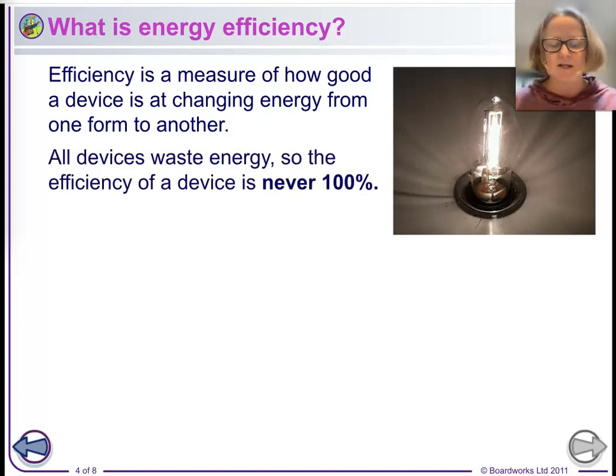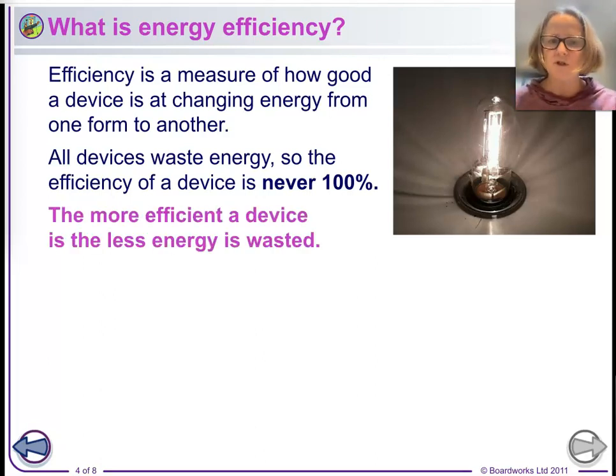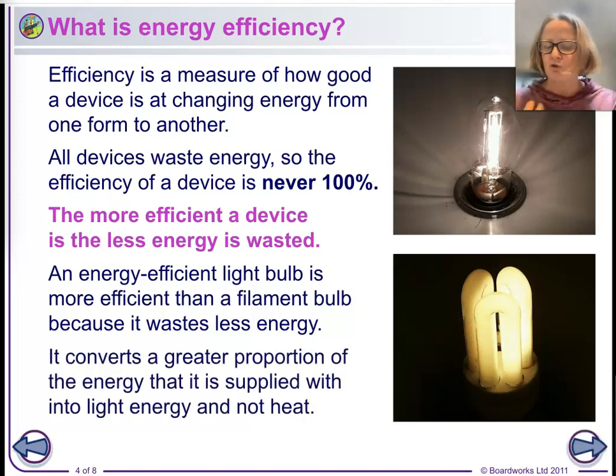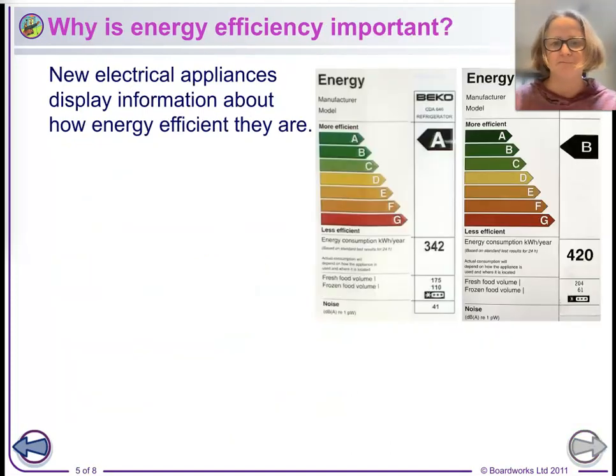And any device will never be 100% efficient. The more efficient it is, the less energy gets wasted. So an energy efficient light bulb, like the ones you usually see in houses today, is more efficient than a filament bulb because it wastes less energy. And it converts a greater proportion of the electrical energy supplied into light rather than heat.